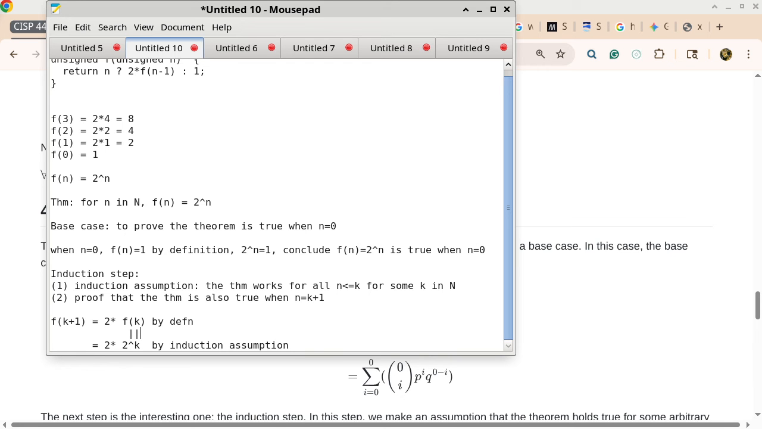Yes? No, no, I don't want you guys to guess. It is part of the assumption because the induction assumption says the theorem works for all n that are less than or equal to k. But if the theorem is true for all n that are less than or equal to k, that means if you plug in k instead of n in the theorem stated here, that equality holds. That is the assumption. We good? So because of that assumption, I can look at this f of k and just replace it with 2 to the power of k.